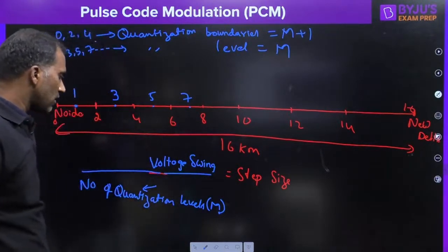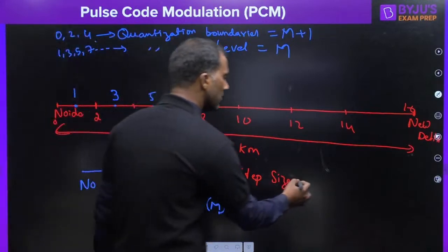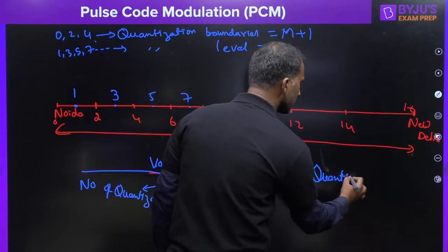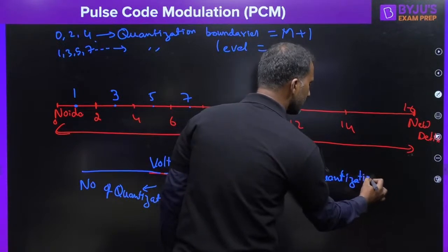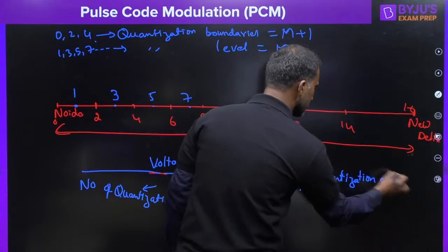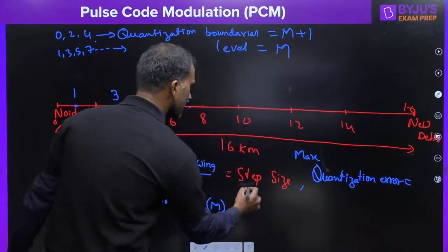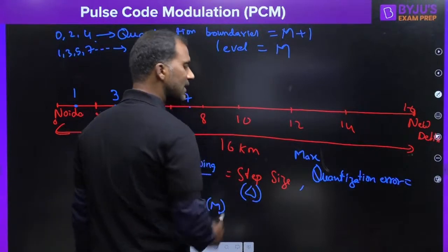For now, in this slide, we'll talk about a few other parameters as well. We talked about step size. Can you tell me what is the maximum quantization error possible? Step size, we denote it as delta. Delta is the notation for step size.